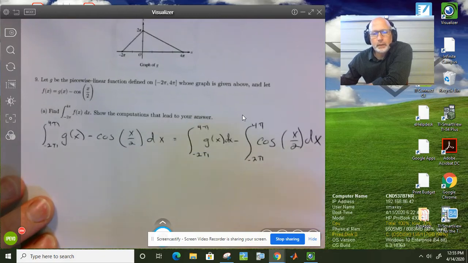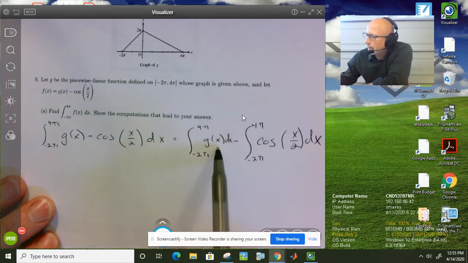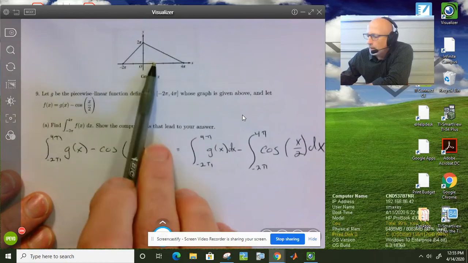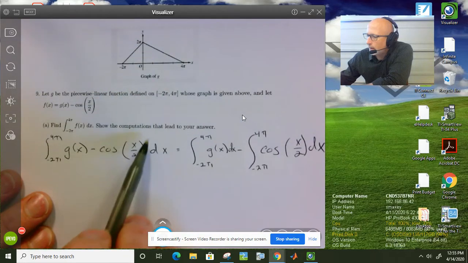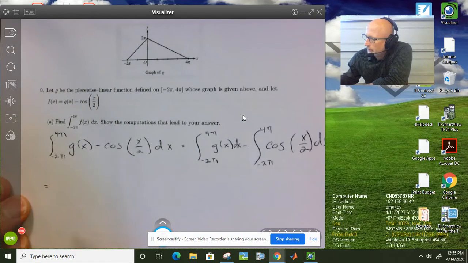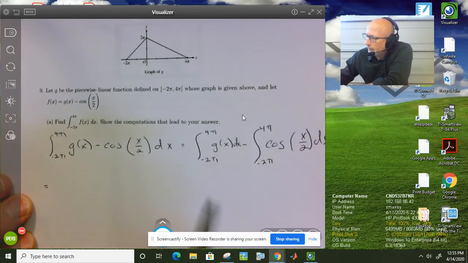Okay, so now I just have to integrate these. This is pretty simple. This is just actually integrating cosine. This one over here is a little bit different, but we actually know what the graph of g of x looks like. It looks like this up here. So I can just use the area under the curve to evaluate from -2 pi to 4 pi. In doing so, this is a triangle.